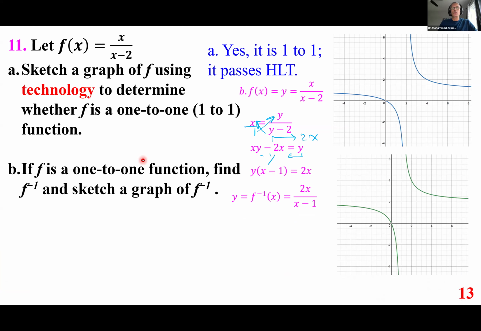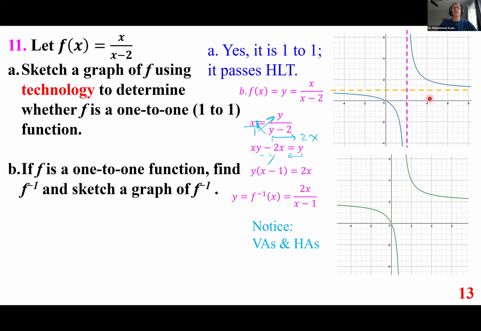We graph this again, we are using technology, and the function is one-to-one, so is its inverse. So notice VA's, vertical asymptotes, and HA's, horizontal asymptotes. What do we notice? Well, this is the vertical asymptote, or x equals 2 for this one. This is the horizontal asymptote, or y equals 2 for the other one.